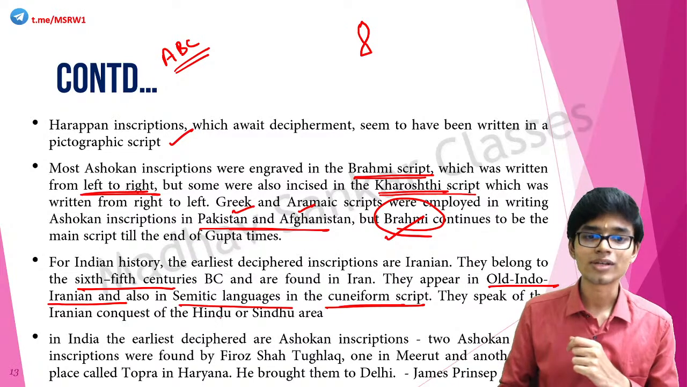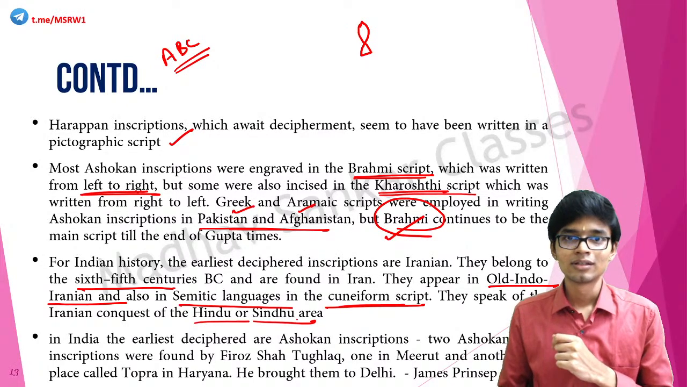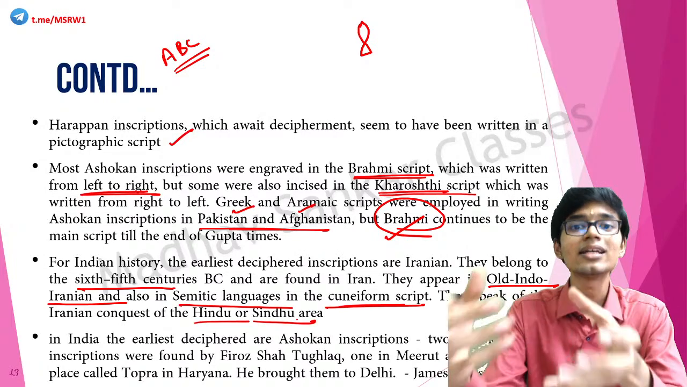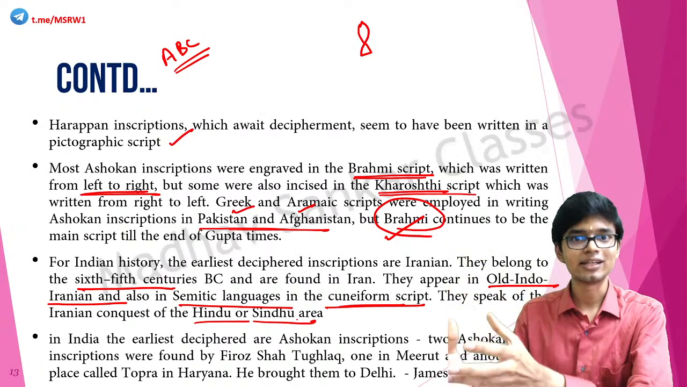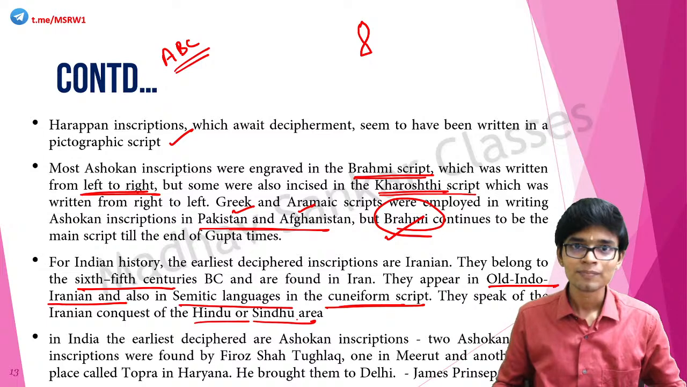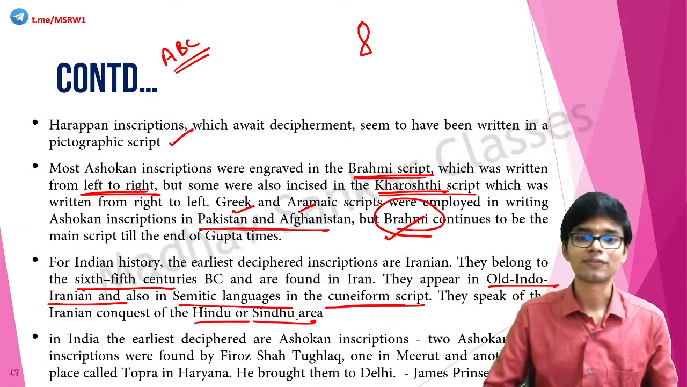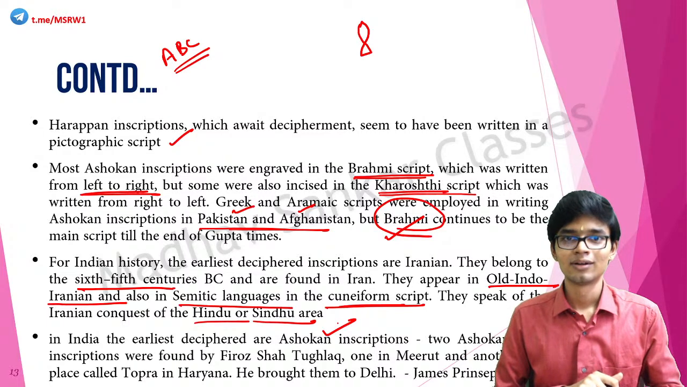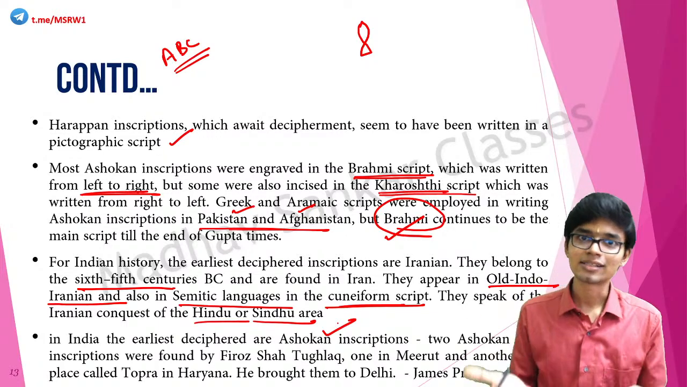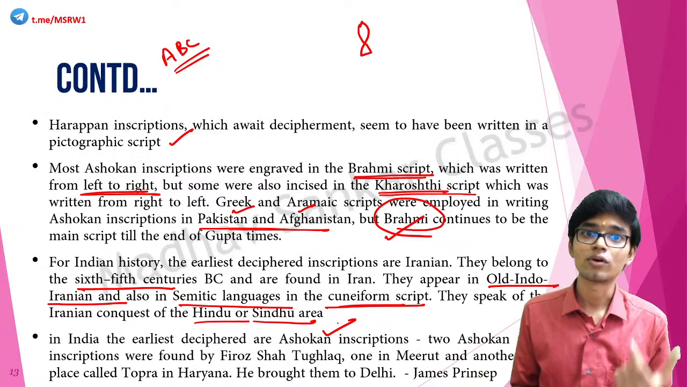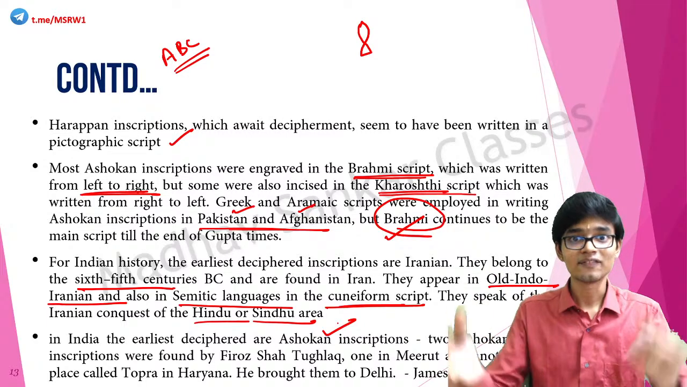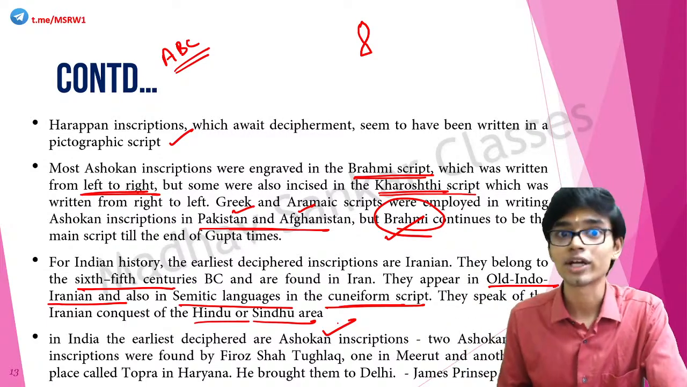And it speaks about the Iranian conquest of the Hindu or the Sindhu region. So be very careful again. I'm talking about the study of Indian history. This is the earliest inscription that deals with the study of Indian history, but this inscription is found in Iran, not in India. But when we come to India, the earliest deciphered inscriptions are from Ashoka. Okay, is that absolutely clear? As far as Indian history is concerned, the earliest deciphered inscription is found in Iran. But the earliest deciphered inscription within India is found in Ashokan inscriptions.